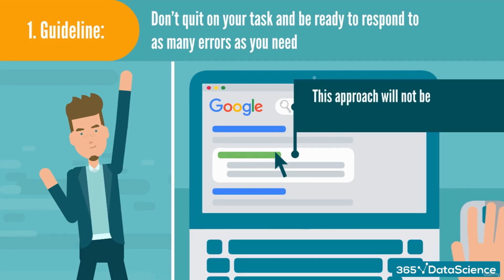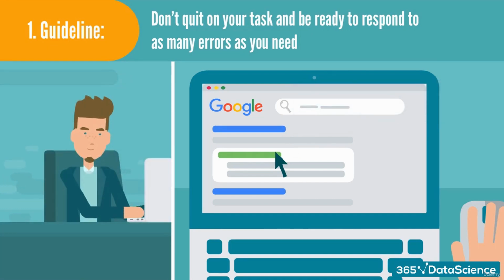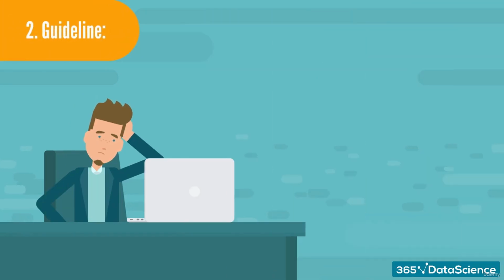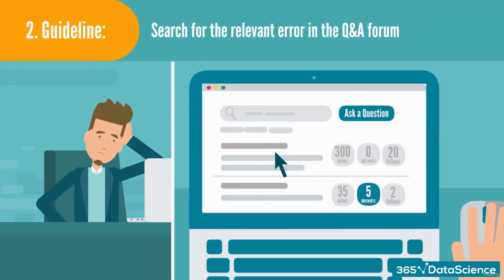This approach will not be preferred or needed throughout the course, I believe, but will serve you a great deal after completing it, or also as a professional when you will already be an independent programmer. In other words, Googling the error is what you would do on the job, so it is good to get used to it. Regardless of whether this strategy works, you can search for the relevant error in the Q&A forum.